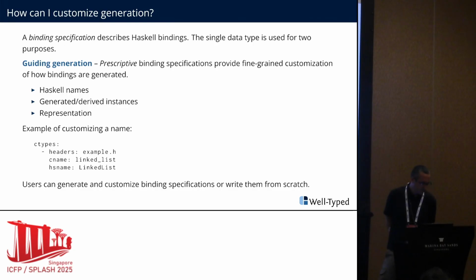So these binding specifications can be generated, and then you can generate your binding specifications and then customize them. Or if you want, you can write them by hand. So for example, if you have a library that has types that you want to use in your bindings, you can write binding specifications to make sure that those bindings are used.